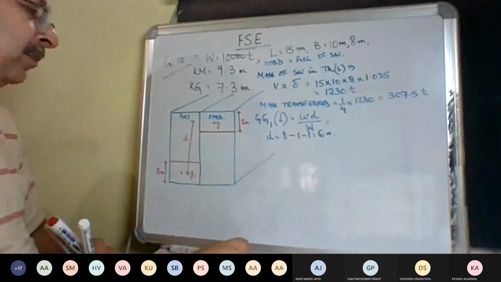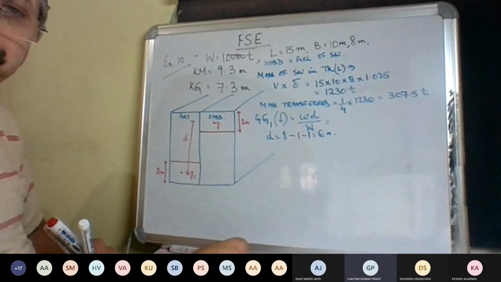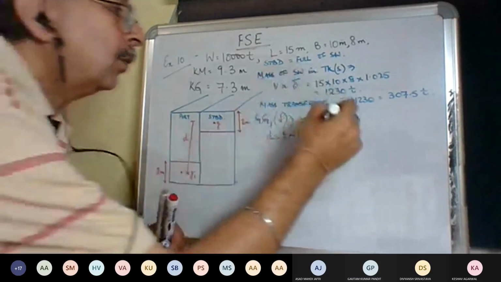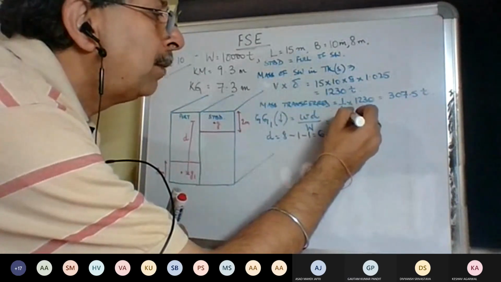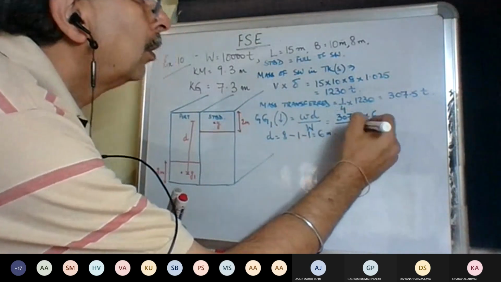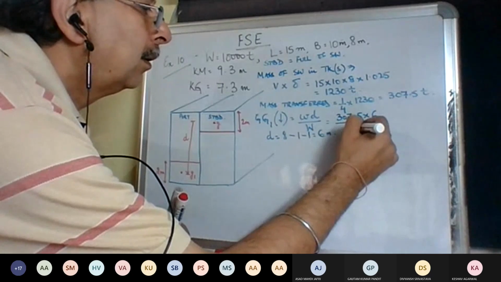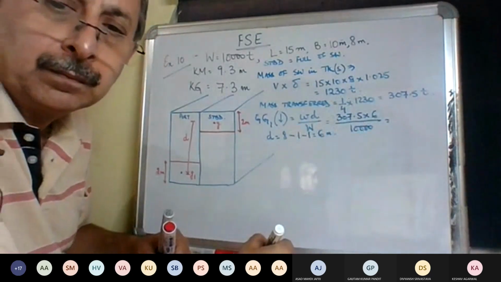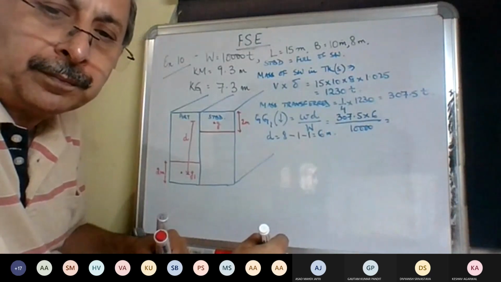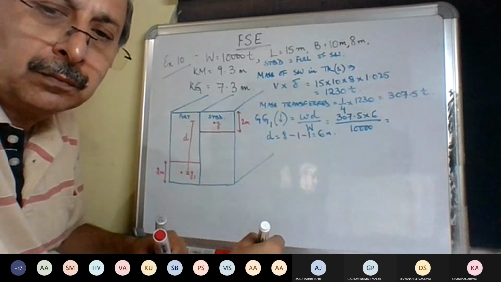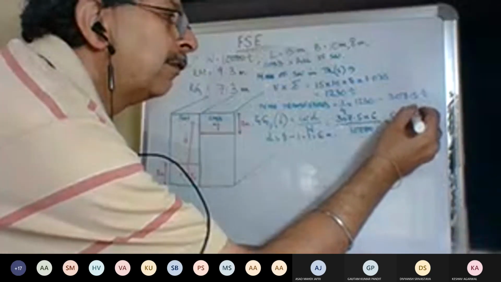Is that okay? Yes, sir. Okay, so put the values: 307.5 into 6 divided by 10,000 will give you GG1. So 0.185.